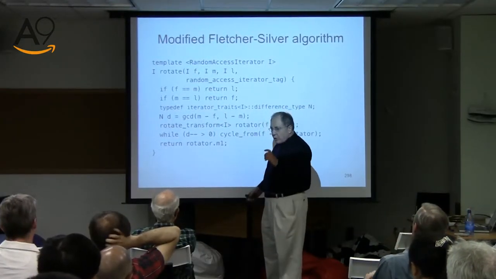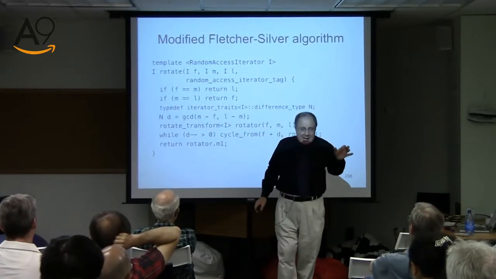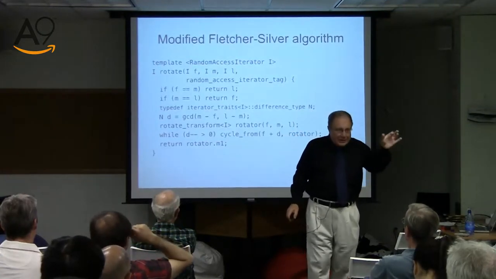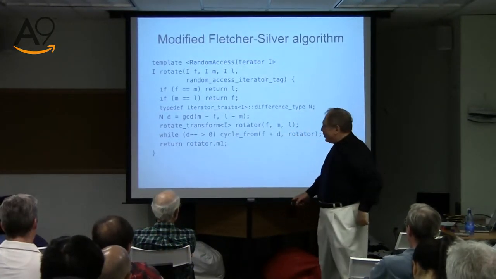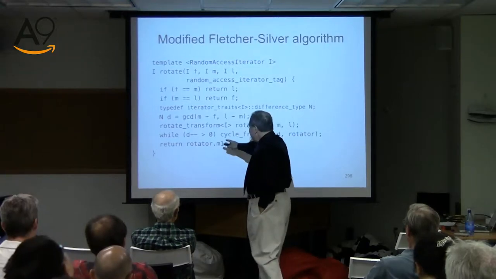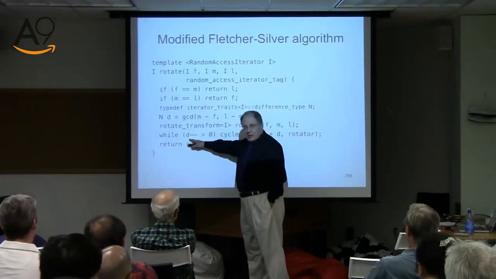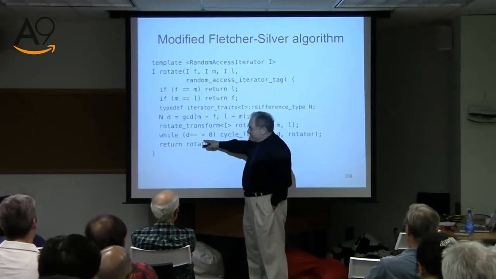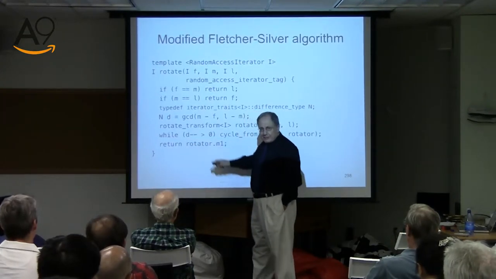and then, because the first GCD elements belong to different cycles, we need to do cycle from for GCD number of elements.